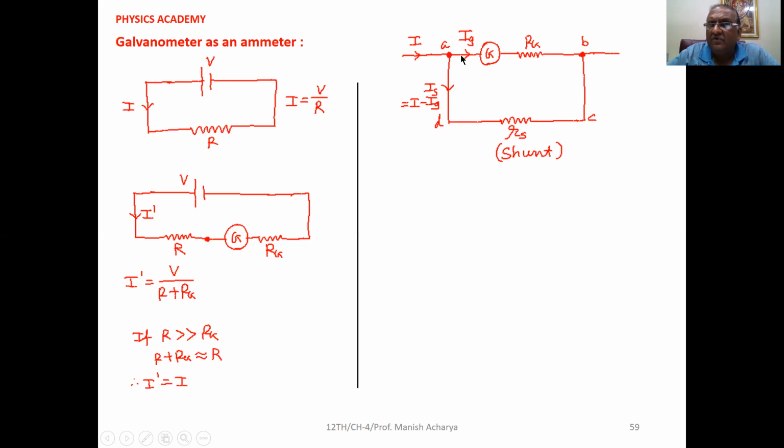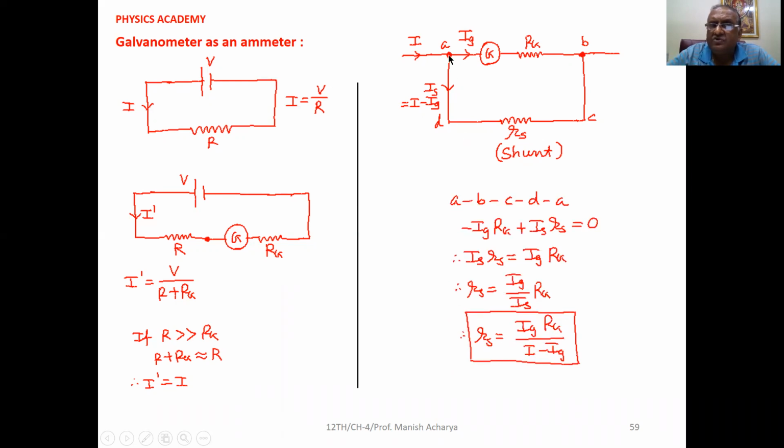Now, for this closed loop ABCDA, apply Kirchhoff's second rule. So A to B in the direction of the current, so minus Ig into Rg. Then B to C to D. So here Is flows D to C, you are moving C to D, so in the opposite direction of current, you can write the potential difference positive. So plus Is Rs, that is equal to 0. So you can write Is Rs equal to Ig Rg. Therefore, Rs equal to Ig upon Is into Rg.